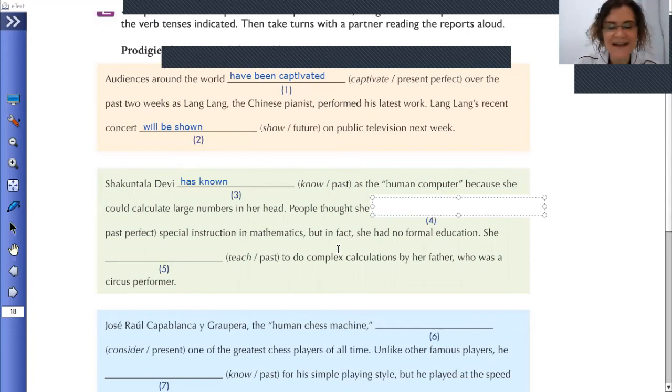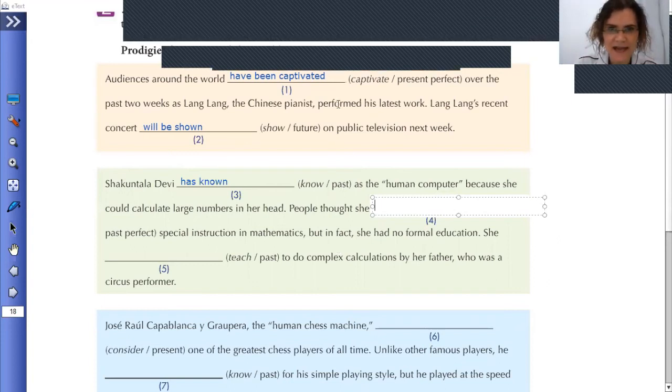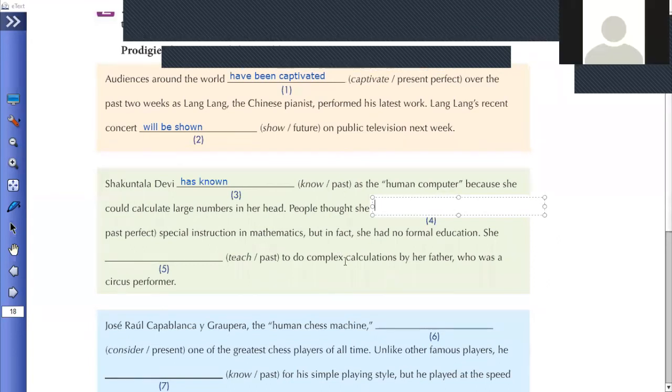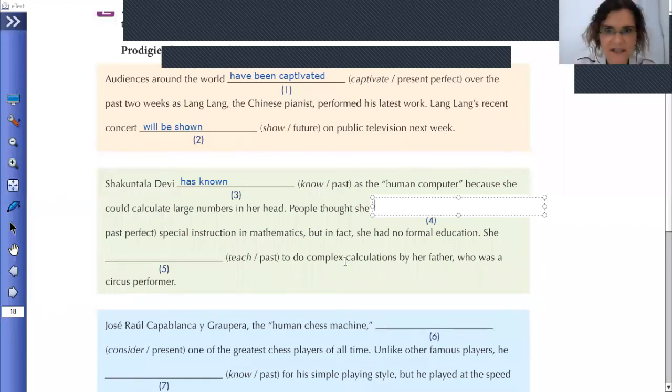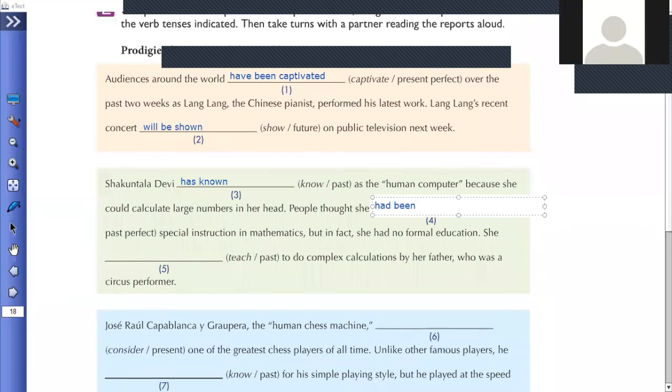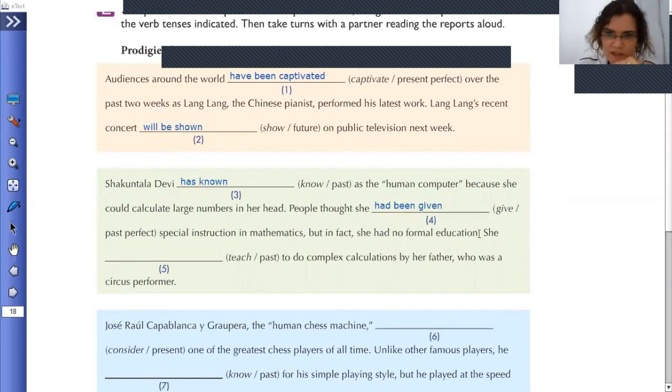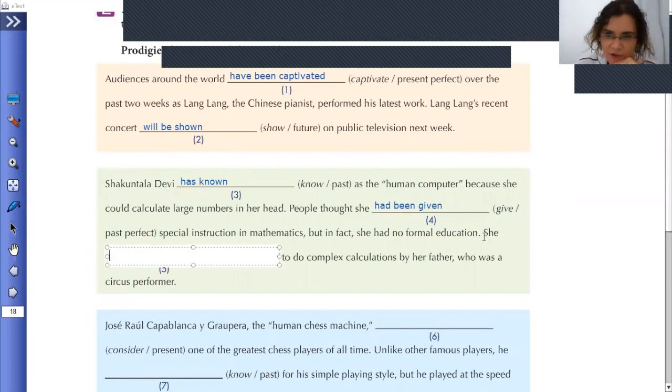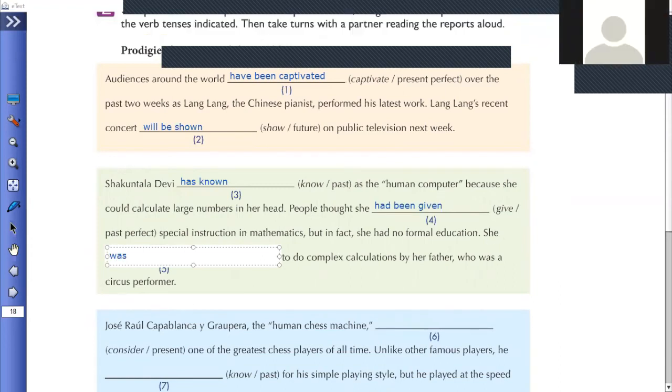Past perfect means had plus verb 3, not have or has, but had. So we have had, and then the verb be in the perfect tense is been, right? Been. And then given. Give in the verb 3 is given. Yes. Reach and the past tense, so it's either was or were. Which one is it? We have to look at the subject first. She is singular, so was. And then the verb 3 of teach is taught.